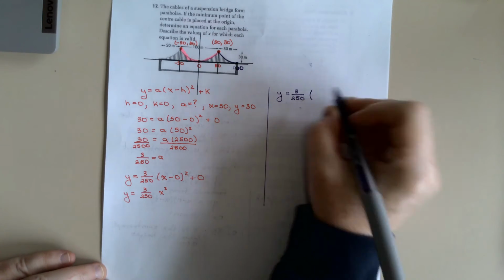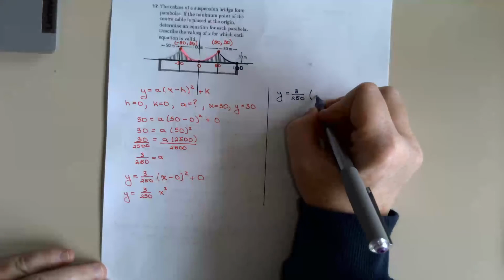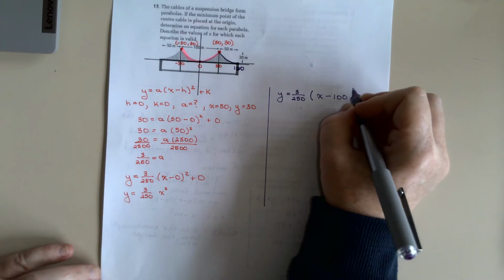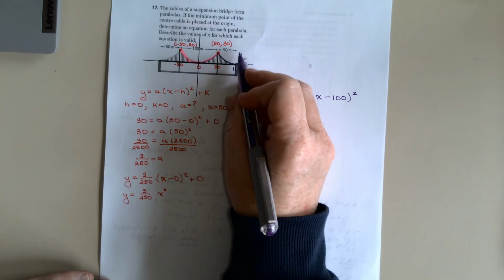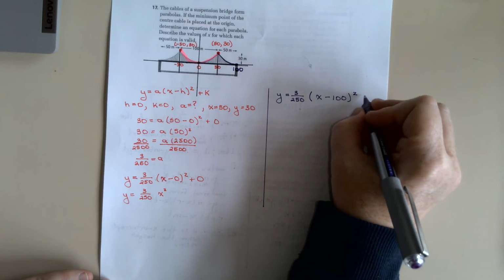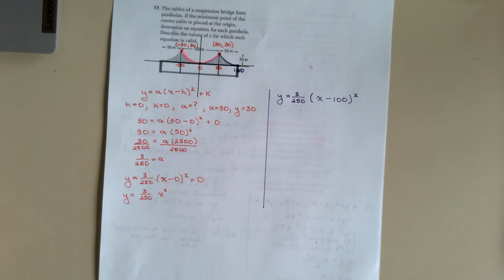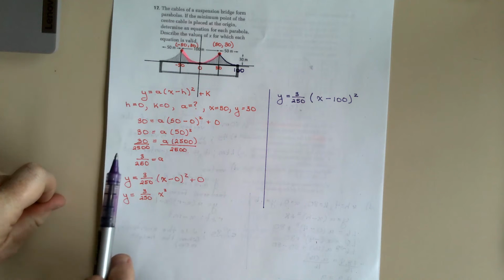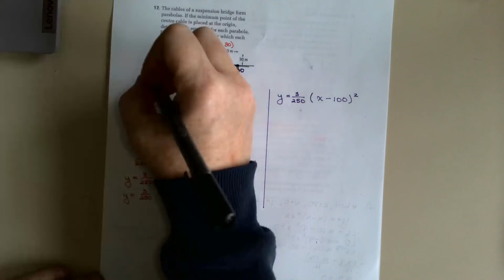And then here my H value is 100, so it's going to be (x - 100) squared, and my K value is 0, so plus 0. And since it's plus 0, I'm not going to write it. If you didn't see that, you'd have to go through this whole procedure all over again. And then the last one, so that's this part right here.